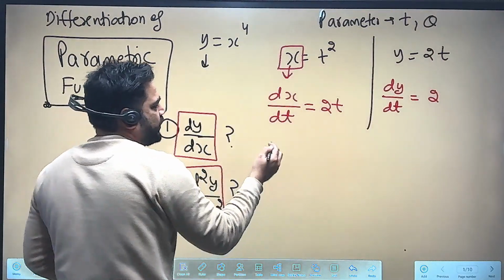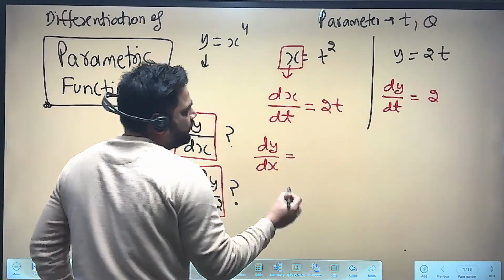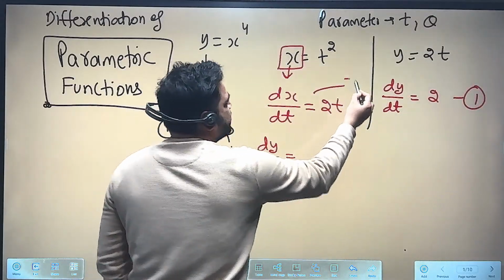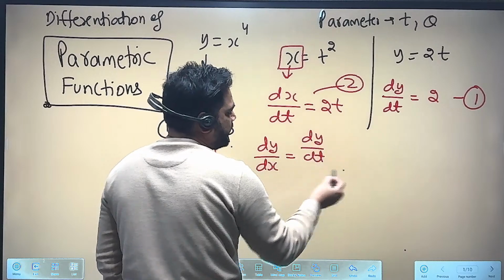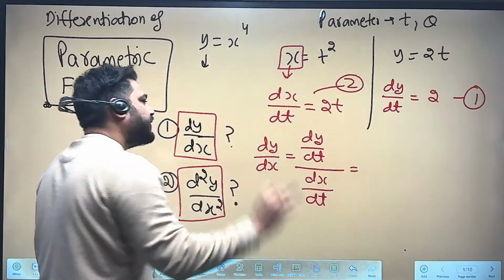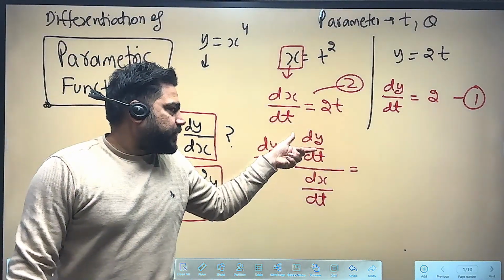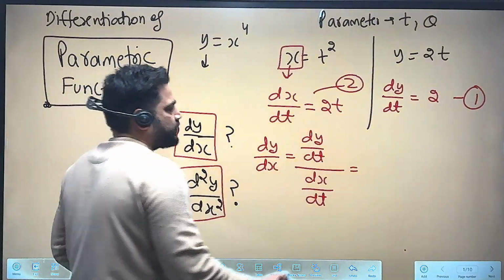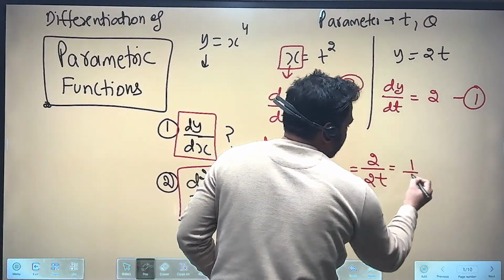Now what we need to find is dy by dx. Suppose this is equation 1 and this is equation 2. We will divide dy by dt by dx by dt. We write the y derivative in the numerator and the x derivative in the denominator, and we can find the answer. The answer will be 2 upon 2t, which is 1 by t.